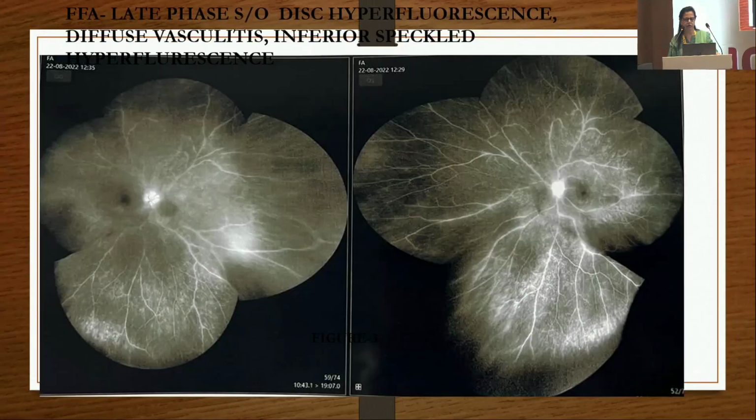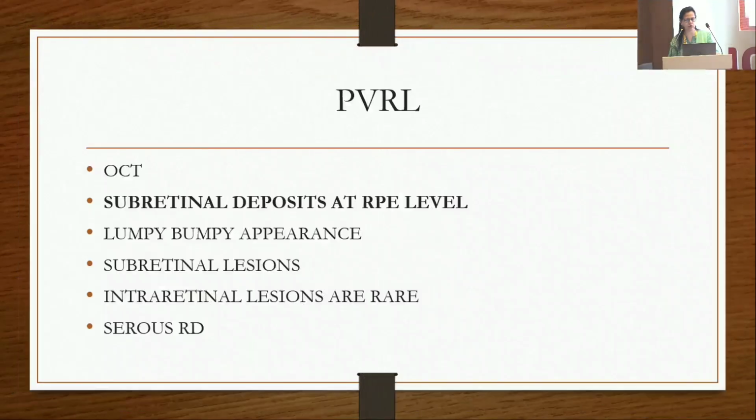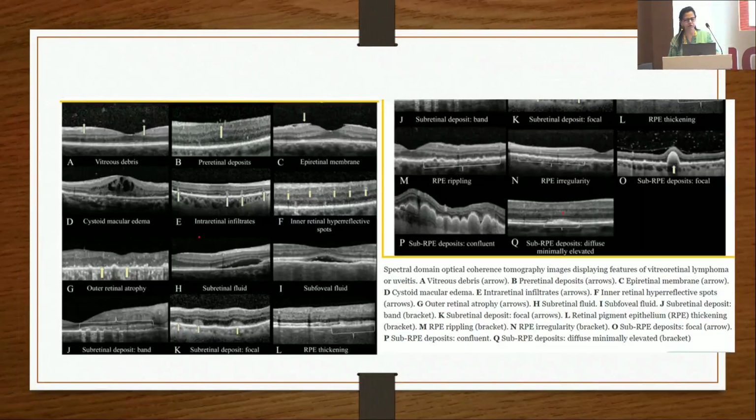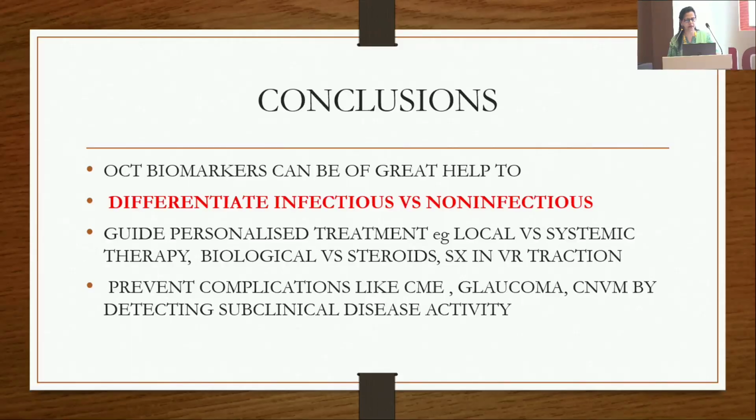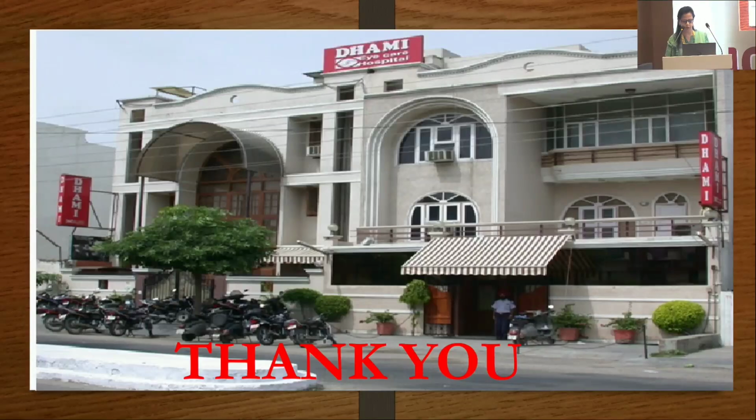Similarly, OCT can be used to diagnose optic disc edema. In vitreoretinal lymphoma, it gives a very typical appearance of sub-RPE bumps. Now you can see different types of OCT involvement in infectious and non-infectious uveitis. It can help to differentiate and then guide personalized treatment, local versus systemic therapy, and biologics versus steroids, or surgery in case of vitreoretinal traction, and prevent complications like CME, glaucoma, and CNVM by detecting subclinical disease activity. Thank you so much.